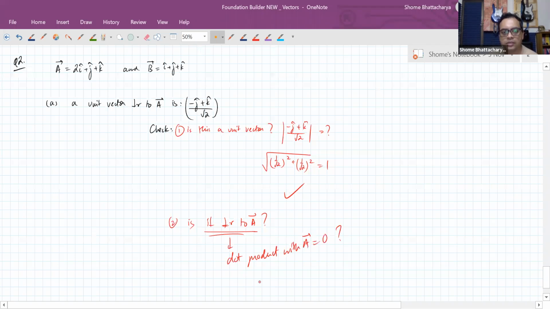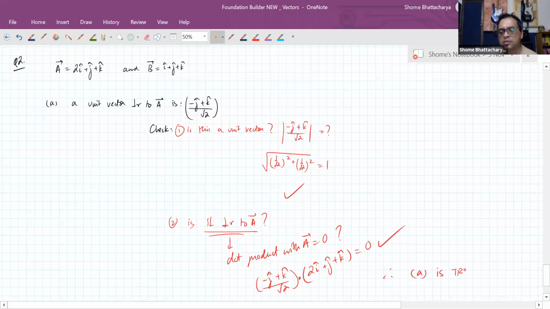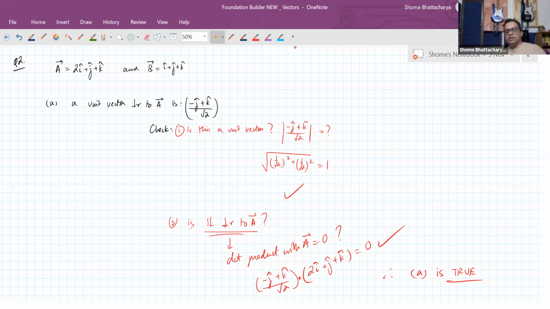So check that. Okay. So minus j cap plus k cap divided by root 2, dot product with A, which is 2 I cap plus j cap plus k cap, how much is it? That is 0. So that's correct. Option A is a true statement. So this is that much easier. So Rishi, this is clear.